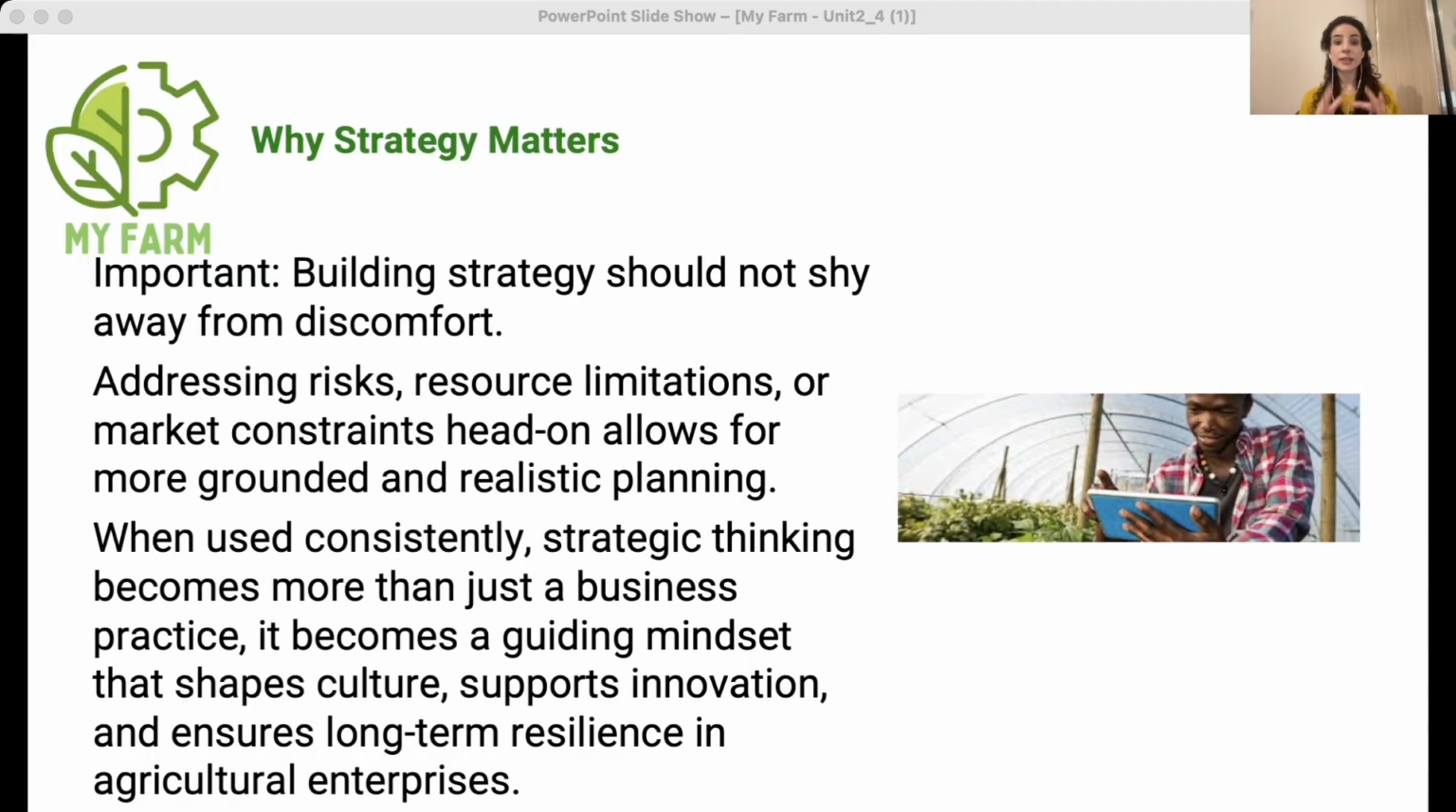One final point is especially important. Building an effective strategy doesn't mean avoiding difficult conversations. In fact, it requires confronting them directly. Addressing risk, resource limitations, and market constraints head on leads to planning that is more realistic, more grounded, and ultimately more effective. When strategic thinking is applied consistently, it becomes more than a set of tools or a one-time exercise. It evolves into a guiding mindset that shapes how decisions are made, supports innovation, and builds long-term resilience within an agricultural enterprise.